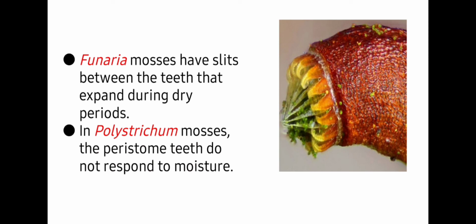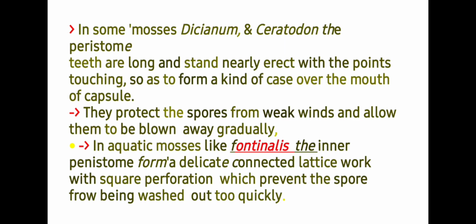In some mosses, the peristome behaves in other ways. For example, they are double in Funaria, and the outer peristome is hygroscopic while the inner is not hygroscopic. It only acts as a sieve which acts to disperse the spores gradually. Funaria mosses have slits between the teeth that expand during dry periods. In Polytrichum mosses, the peristome teeth do not respond to moisture.